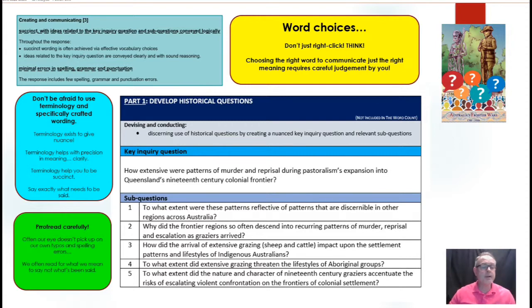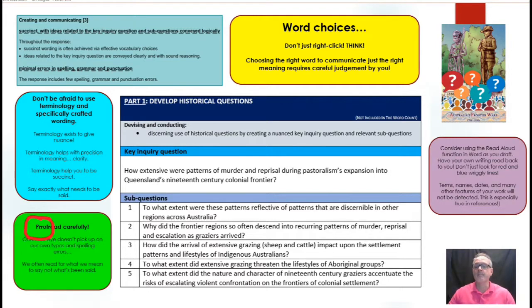Often our eye doesn't pick up on our own typos, our own spelling errors. We often read what we think we've said rather than what we've meant to say. If you didn't pick up, there was a deliberate typo in the word proofread. You might have just read over it as if it was proof, as it should have been, but it wasn't there at all. Did you spot it, or did your eye just assume that that would be okay?